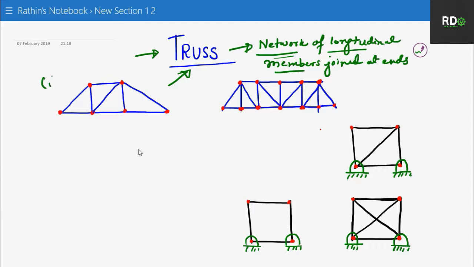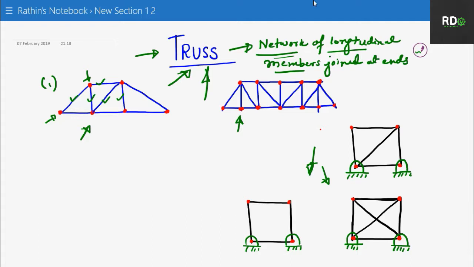For example, you can see this first example, and next there are other examples that I have drawn. You can see these are all made of longitudinal members, which are joined at ends. These red dots that you are seeing are the joints. After all those members are joined, they will form a network, and that network or frame will be called a truss. Are you getting my point? So this is a simple definition of the truss.